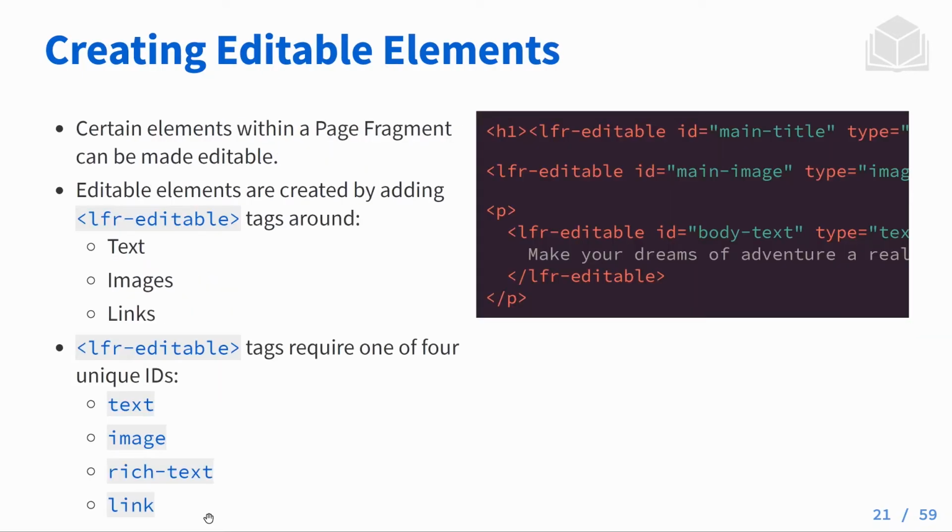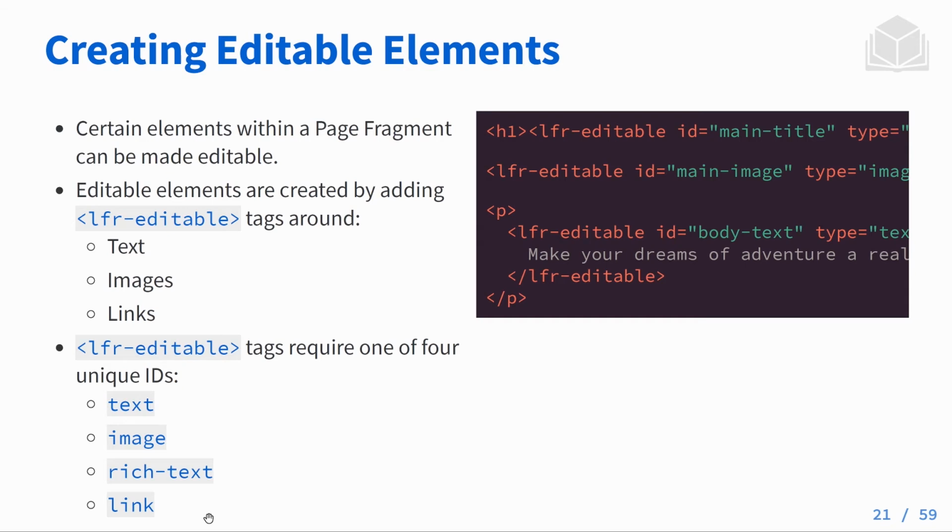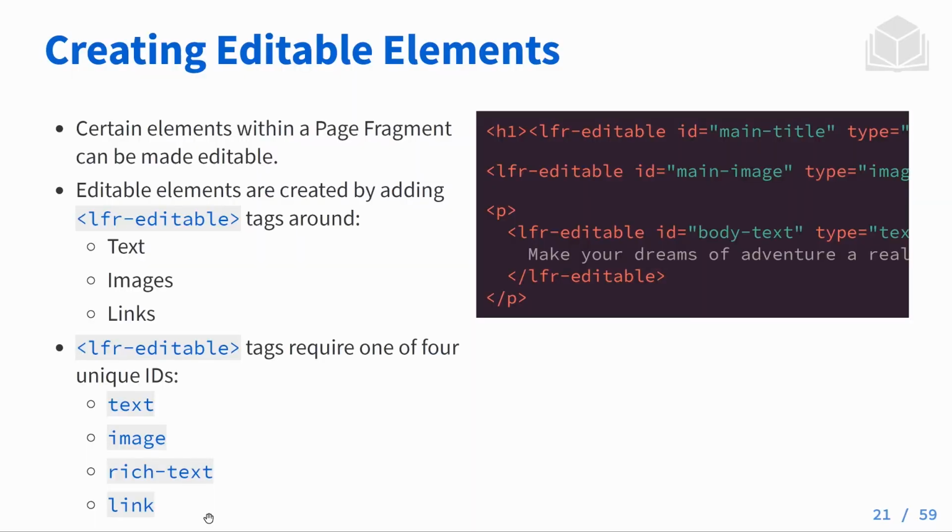Now, what makes these fragments very powerful is the ability to edit aspects of the fragment. So you might have a title that you want the end user or your content creator to be able to edit. You can make that editable using this specific tag here, the LFR editable tag, around things like a text, an image, or a link. So again, if you want a hero image, or you want your content creator to change the title, this is how it could be done. Again, this will be discussed in much more detail over in the front end course. But at the very least, we have an idea of what these fragments are.